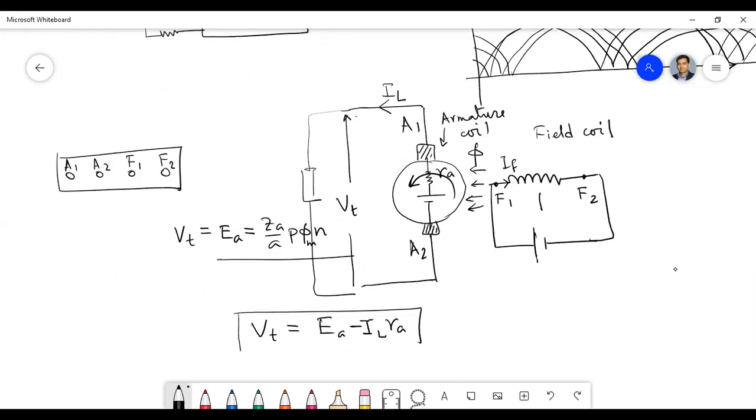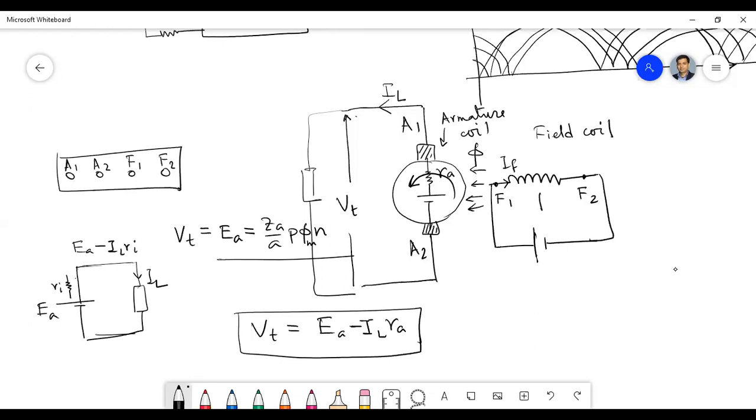Just like a battery. Suppose you have a battery whose voltage is EA. If we measure at open circuit, you will get EA, but if we measure the voltage at some loaded condition, you won't get EA because there will be some internal resistance drop: EA minus IL into RI, that is the internal resistance drop. In the case of a DC generator also, similar thing, you will get some internal voltage drop. So this is the voltage expression for a DC generator.